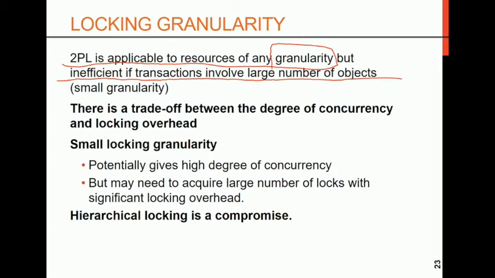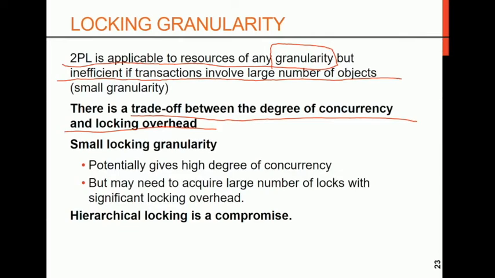Because each lock takes a little bit of resources from the system. So if you're doing 1,000 locks, then that's a huge amount of resources, a huge amount of work that the transaction manager is doing, and it's going to slow down the performance. It's going to affect the performance of your system. So we say that there's a trade-off between the degree of concurrency that you can have and the locking overhead. So it's a balance, a difficult balance to achieve.